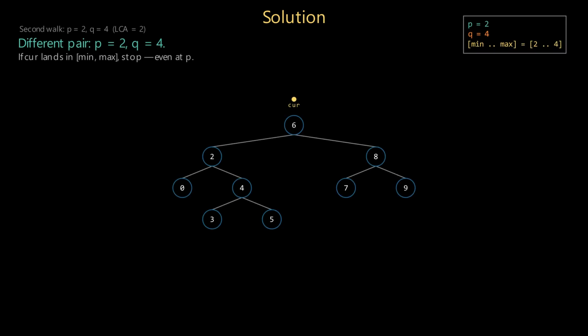Same tree, new pair, P is 2 and Q is 4. The interval from min to max is 2 through 4. At the root 6, the whole interval lies to the left, so we discard the right subtree and move to 2. Now the current value 2 lies inside that closed range, it is even the left endpoint. We stop, 2 is the lowest common ancestor. When one of the two nodes is an ancestor of the other, that ancestor is always the answer, there is no fork step.